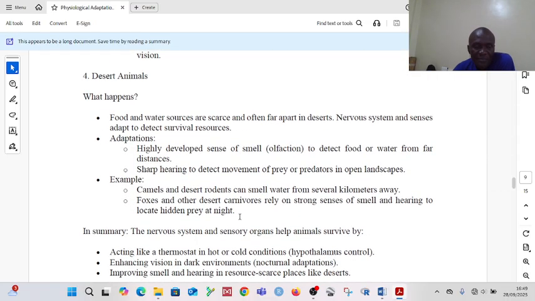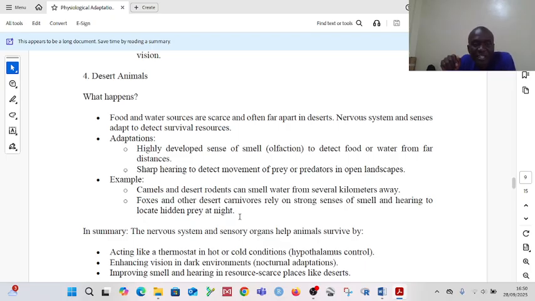What about desert animals? So within the desert, food and water are almost always scarce. Therefore, the nervous system and the senses must adapt to detect these scarce food and water resources so that the animal can survive, even when the amount of food and water that are present are scarce. So the nervous system must come up with ways to detect these scarce resources. Among the adaptations of the nervous and the sensory system is a highly developed sense of smell within the desert animals so that they can detect food and water from very far distance.